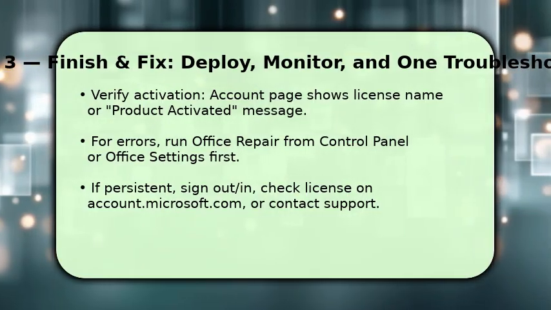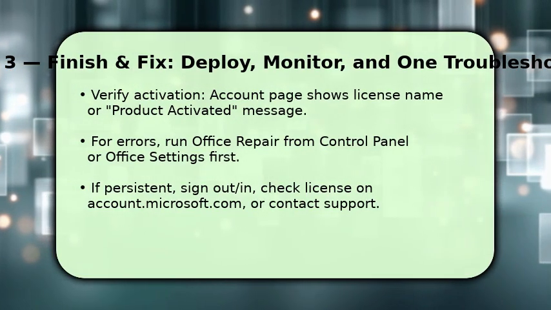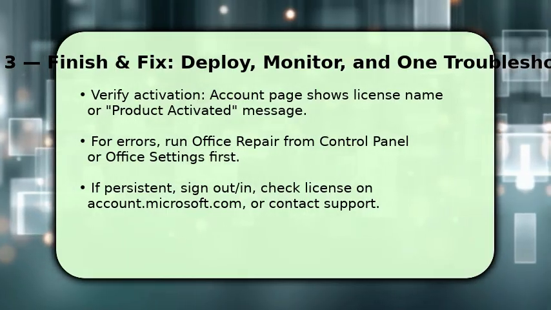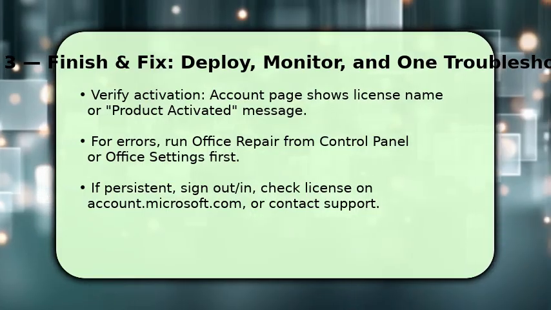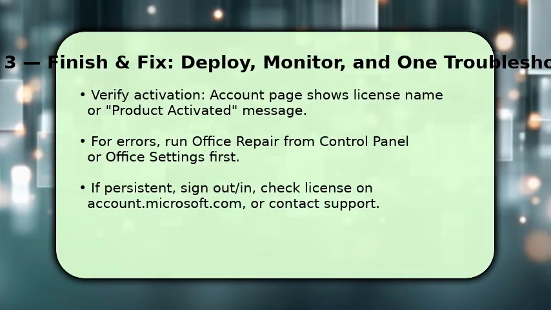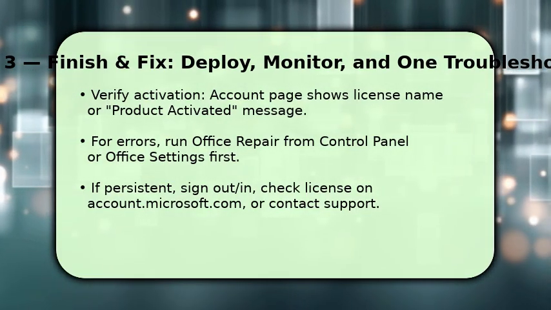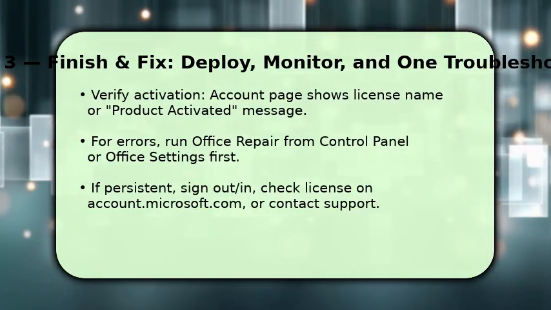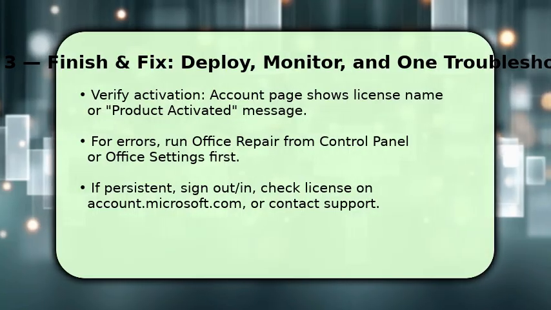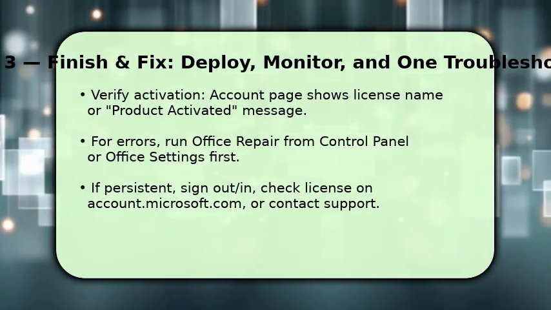If activation fails, run Quick Repair or Online Repair in Programs and Features. This restores corrupted license files. Make sure you sign out and sign back into Office to refresh tokens. Clearing cached credentials often helps. If problems persist, compare the email on account.Microsoft.com to the one used for purchase, and then contact Microsoft.